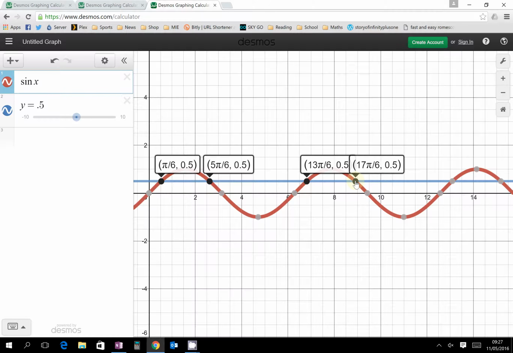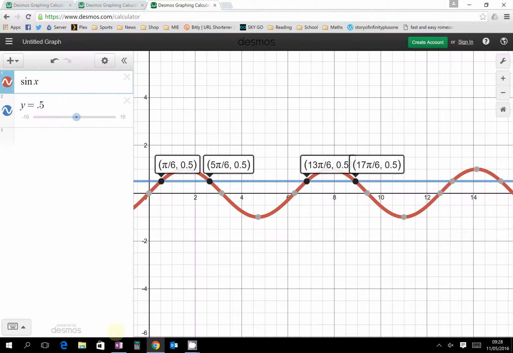How many points am I going to have if I keep on going like this? Infinite points. But what I can do is I can actually write an equation that's going to generate this infinite number of solutions. And that's what the general solution idea is. Because a sine curve, or cos curve, whatever the graph is, is going to keep on going. Therefore, it's going to keep on meeting y equals 0.5. So we're going to have infinite solutions.